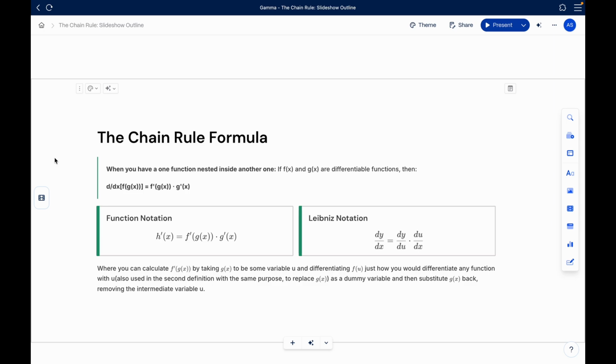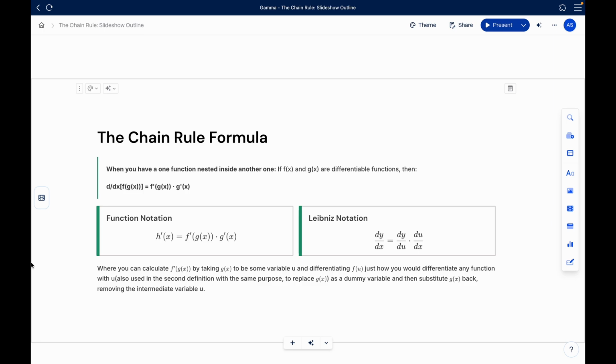Then after that, you can differentiate f of u regardless of anything else. Just differentiate f of u how you would normally differentiate any function of u. And it's also used in the second definition, I'll touch upon that later. It serves the same purpose as a dummy variable, and then after you're differentiating and you have f dash of u, you resubstitute g of x instead of u.